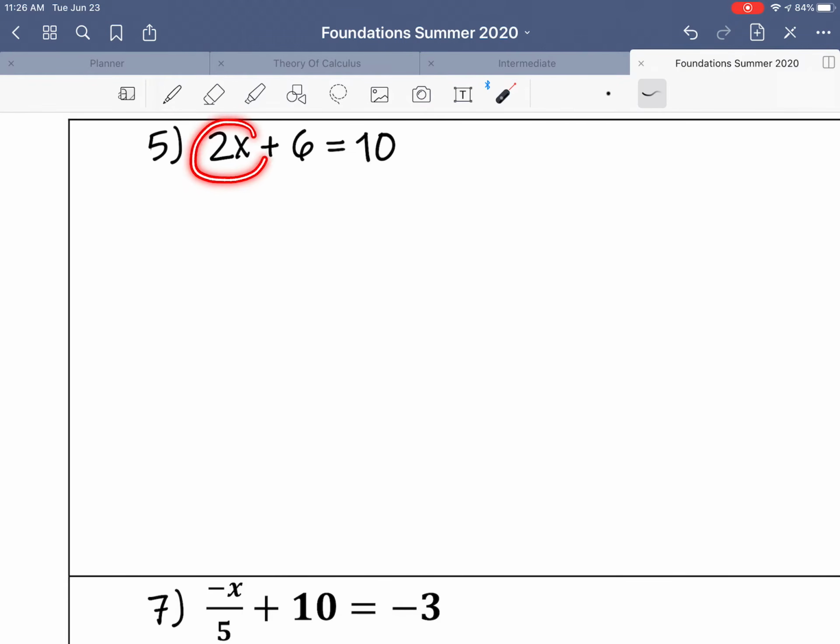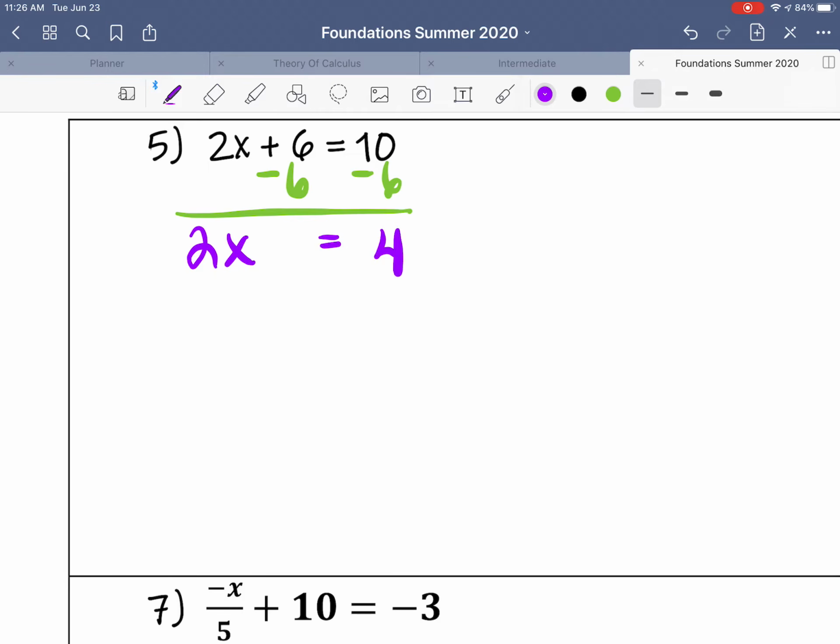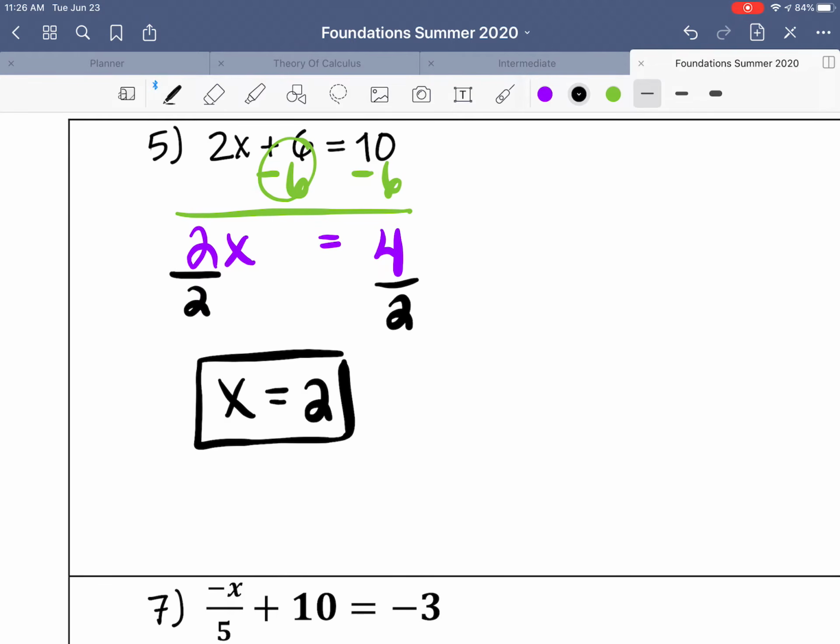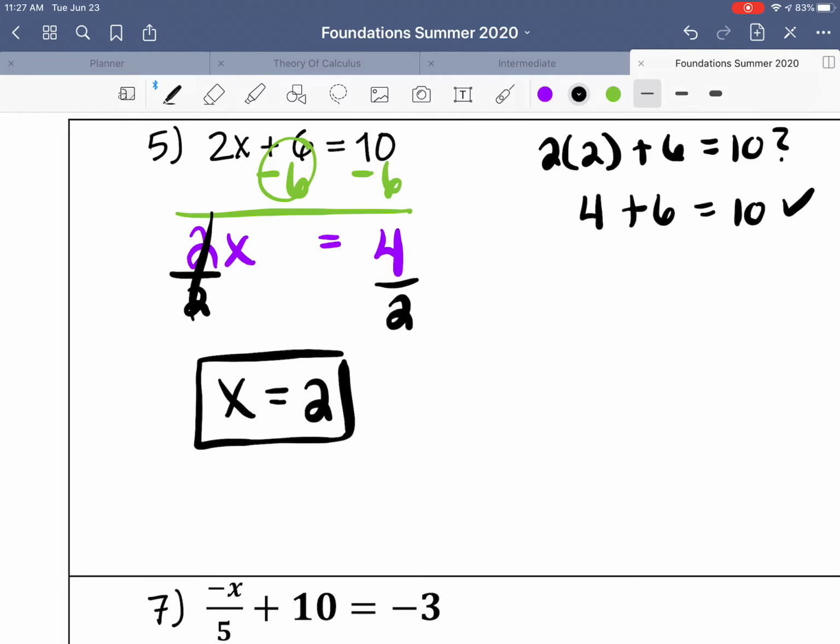Our goal is to isolate x. To isolate x, we need to deal with this first. So I'm going to subtract it on both sides, and then bring down what's left over. And then last step, divide by 2 or multiply by 1/2. Either way is correct, and we get 2. You can check your solution just to see if it makes sense, and it does.